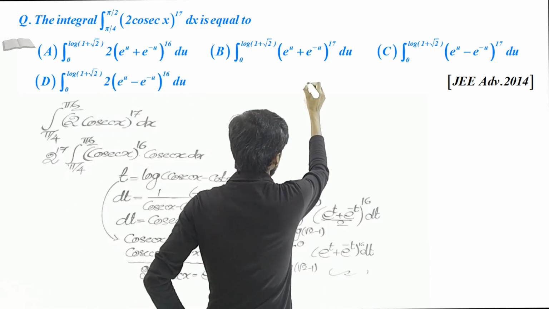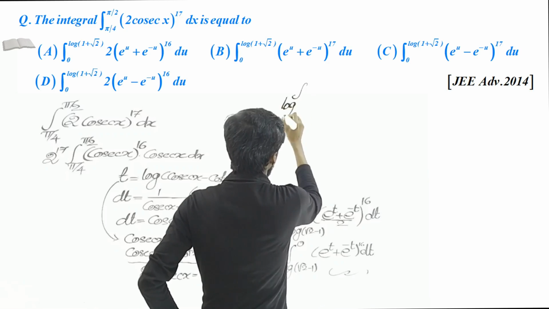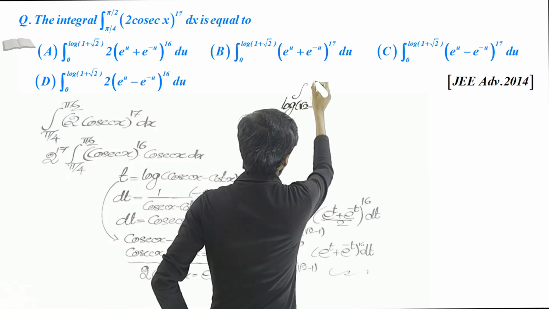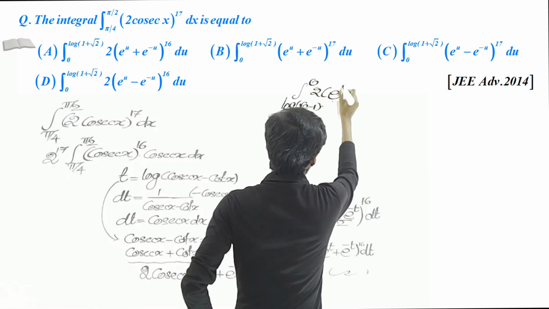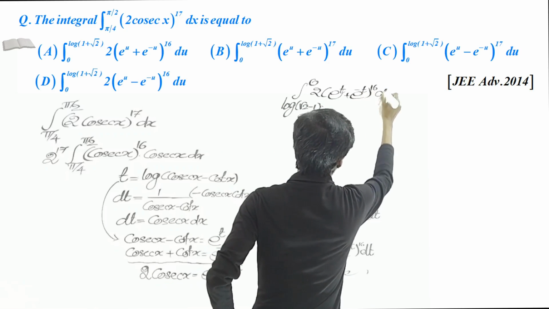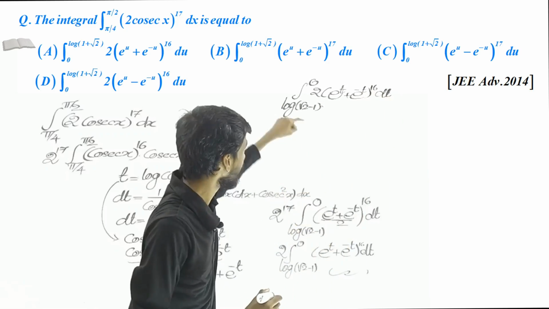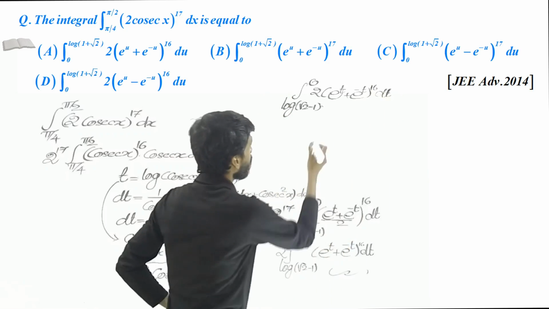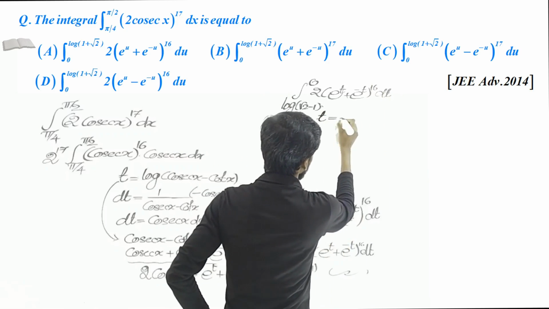What we got is this one: integral from log of root 2 minus 1 to 0 of e to the power t plus e to the minus t, power 16, dt. This is what we got, but this limit is not given in the options, right? So let us do some substitution: t equal to minus u.